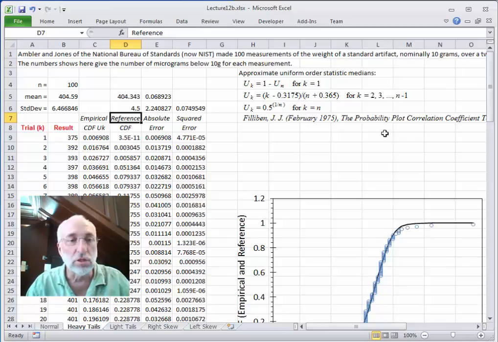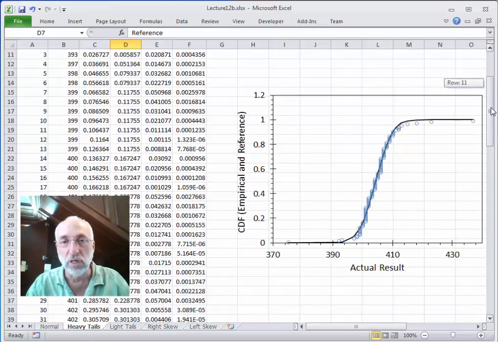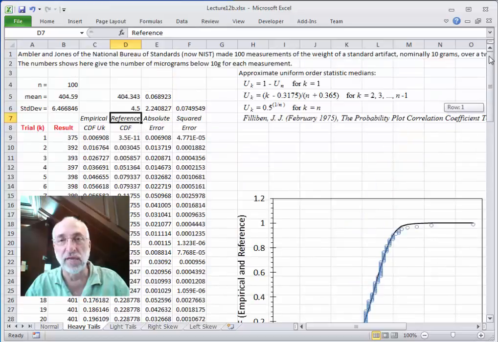All right, so you can look through the other tabs on this to see exactly how I did the same kinds of things, but it's useful for determining what kind of distribution you think might best fit the data by plotting it in this fashion. All right, that's Lecture 12.